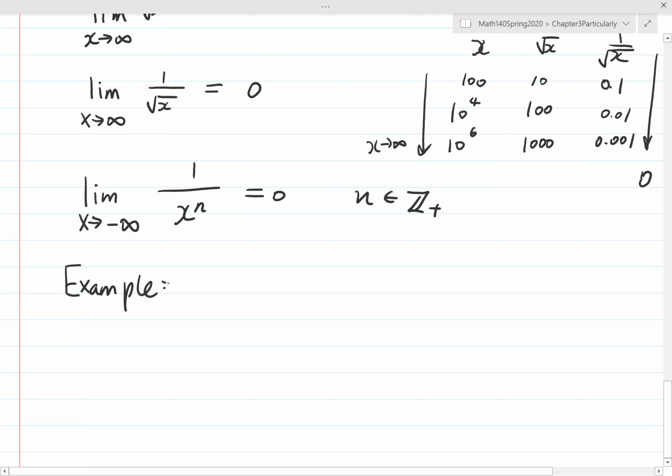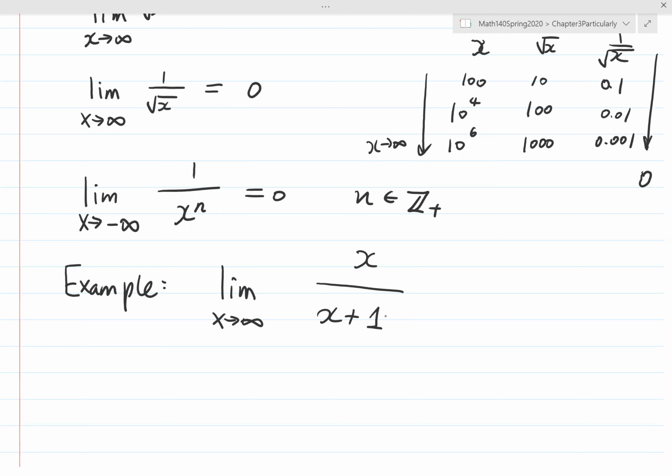Let's see some examples. We do some infinite limits. x approaches infinity of x over x plus 1. If the denominator and numerator are both polynomials of x, what we do is divide by the highest power of x. So we do the algebra and divide every term by the highest power. In this case, the denominator and numerator are both degree 1, so we divide by x.